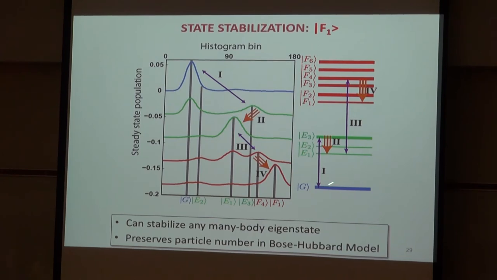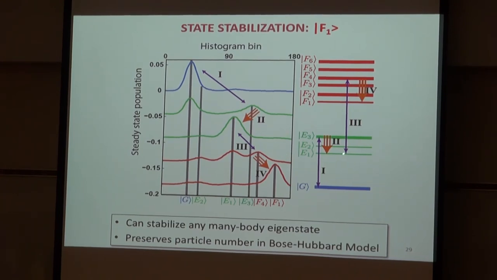Now I'm going to turn on a drive which tries to saturate the transition between G and E3. So it's a single boson excited state, and the drive adds a single boson. I approximately saturate it and get roughly equal populations in the ground state and in E3. Then I turn on this cooling drive, which will cause the Raman processes that will cool me from E3 to E1. And then the population here disappears, the population there disappears, and it's almost entirely in E1.